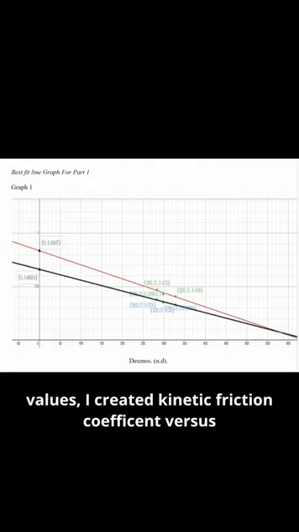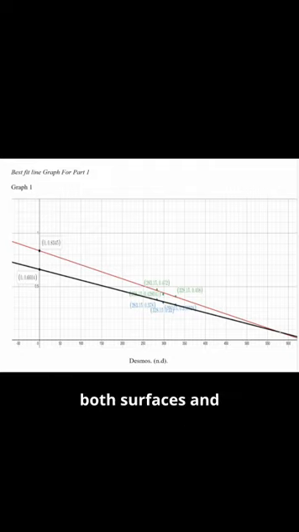Using all measured mu k values, I created mu k temperature graphs for both surfaces and applied best fit lines. The slopes of these lines represent the temperature sensitivity coefficient B. The results show glass has a larger B value, meaning it's much more sensitive to temperature changes. Aluminium has a smaller B, meaning temperature affects it less strongly.